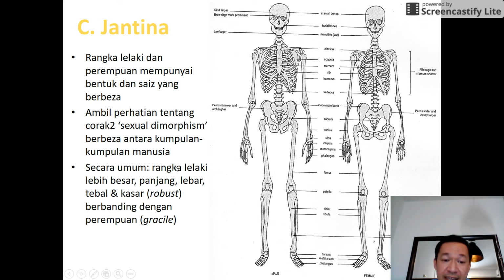So generally speaking, in males, the skeletal remains would be generally bigger, longer, wider, thicker, and robust looking, compared to women, who would be gracile. So this is the overall picture of the skeletal remains of male and female put next to each other.